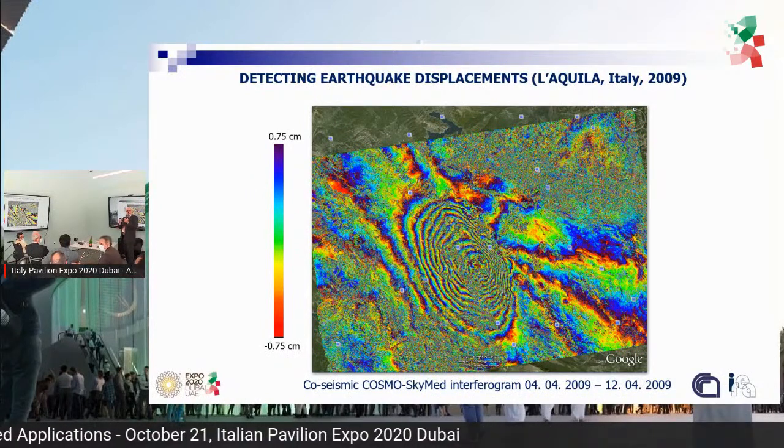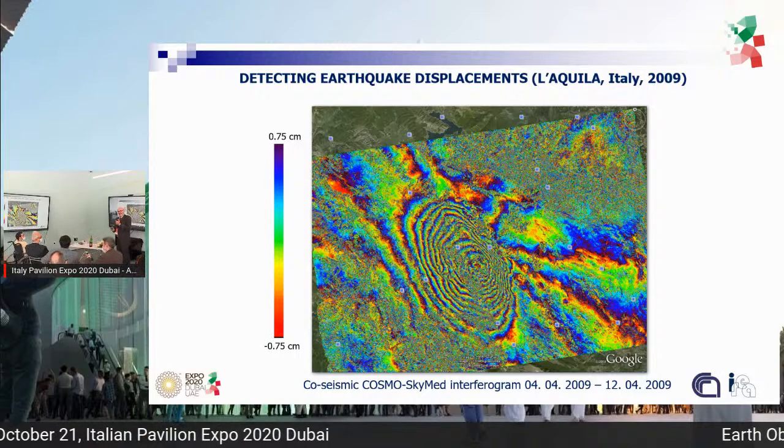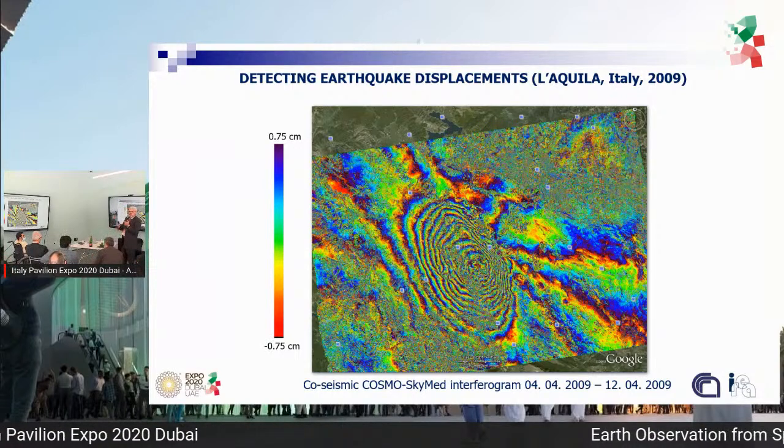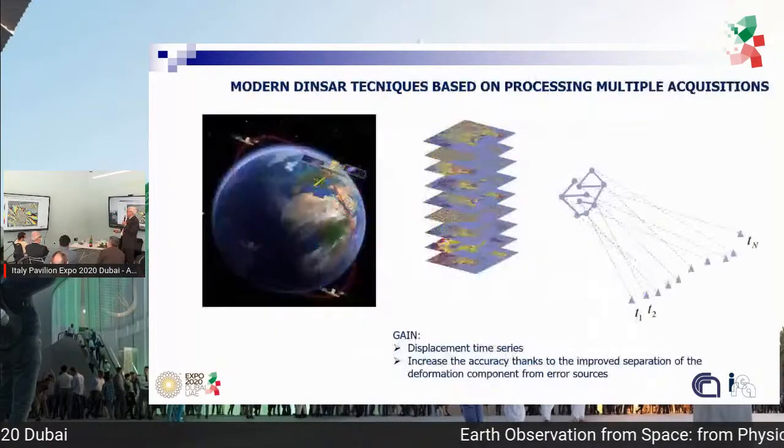The slip, it is called slip. I didn't remember the name. The rupture is called slip.